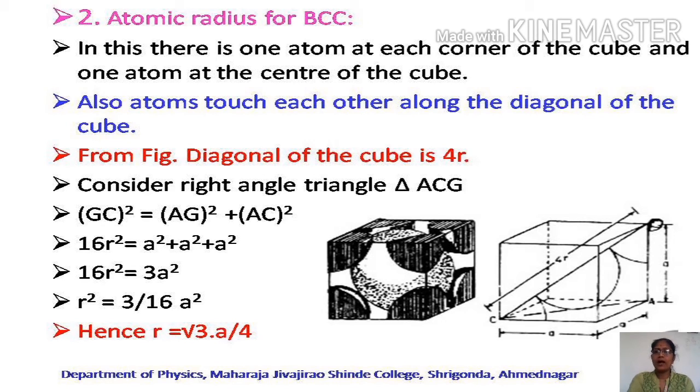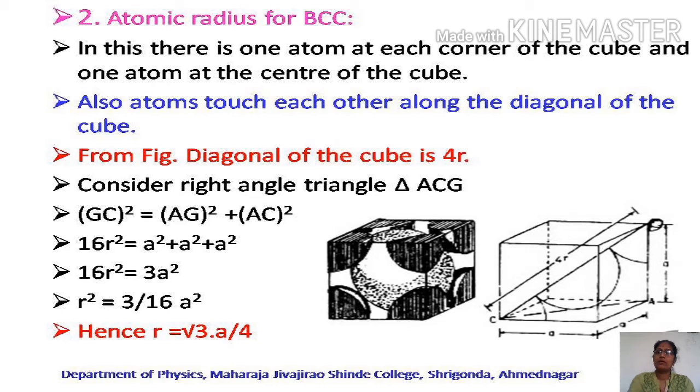We want to find R. Therefore, the value of R comes out as root 3 into A by 4 in case of BCC structure. It means that the simple formula to calculate the atomic radius of BCC is diagonal square equal to 3 into A square. That is, 4R bracket square is equal to A square plus A square plus A square, or 3 into A square. Solving this, you will obtain the value of atomic radius of BCC as root 3 by 4 into A, or root 3A by 4.